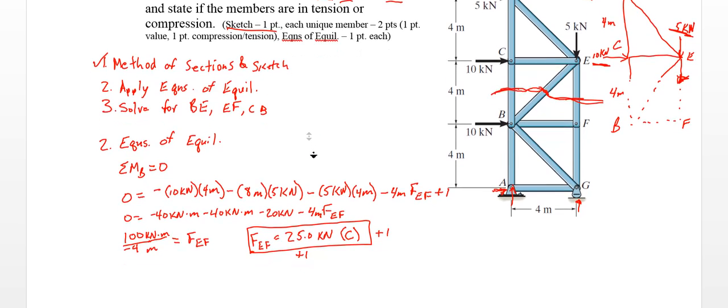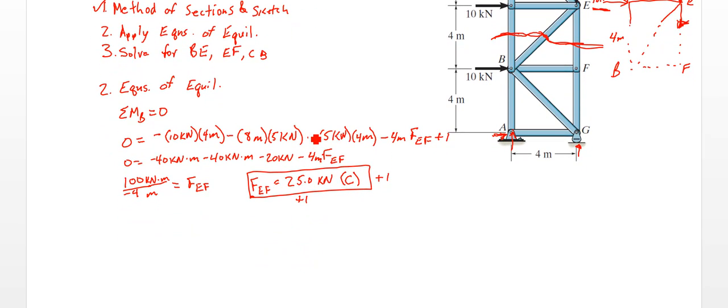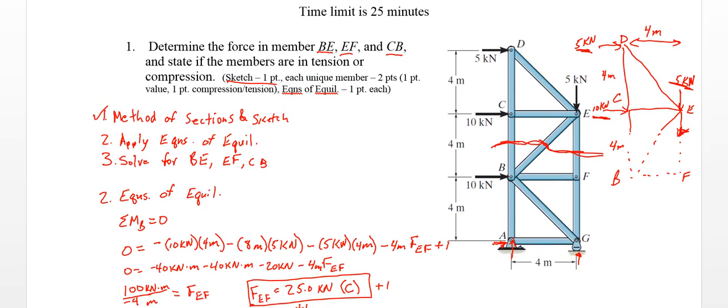I may come back and do CB as a moment around E, but we will look at that in a few moments. So some of the forces in the X direction are 0. What do we have going on there? Again, this 10 kilonewton force at B is not applied to our section, so we only have this 5 kilonewtons at D, no force from BC, no force from EF, and so we just have the component of this BE force here.